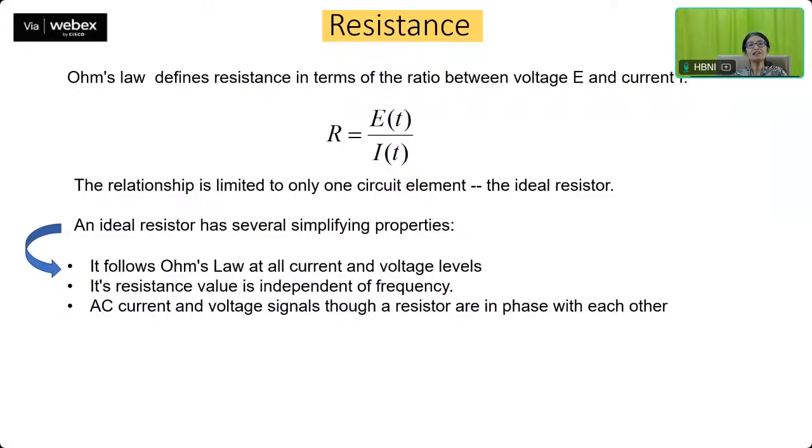Now an ideal resistor has several simplifying properties. What are those? The first is that it follows Ohm's law at all current and voltage levels. Then its resistance value is independent of the frequency. You can change the frequency, but the resistance is not going to change. And AC current and voltage signals through an ideal resistor are in phase with each other. They are never out of phase or out of sync with each other. So this is when we talk about the ideal resistor and the resistance which is generated by it.